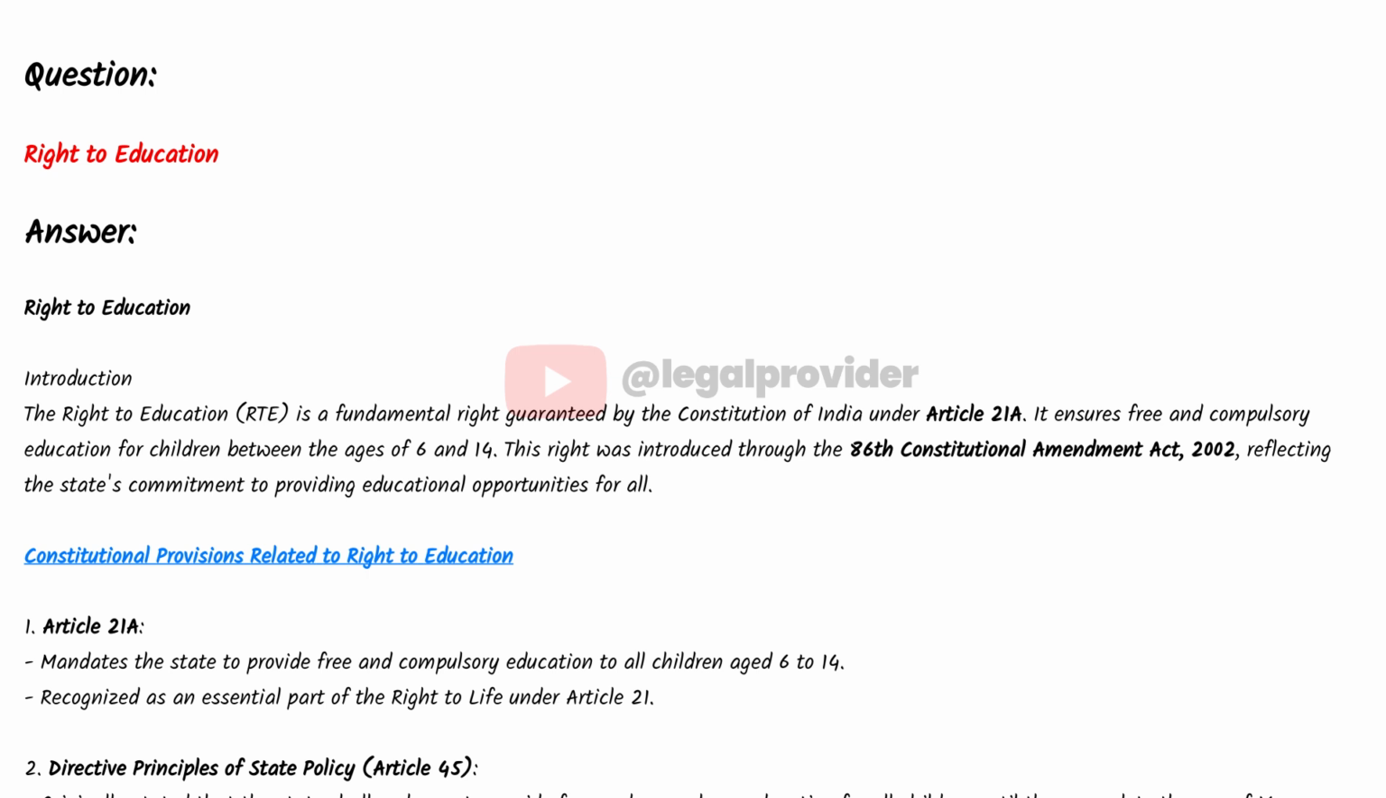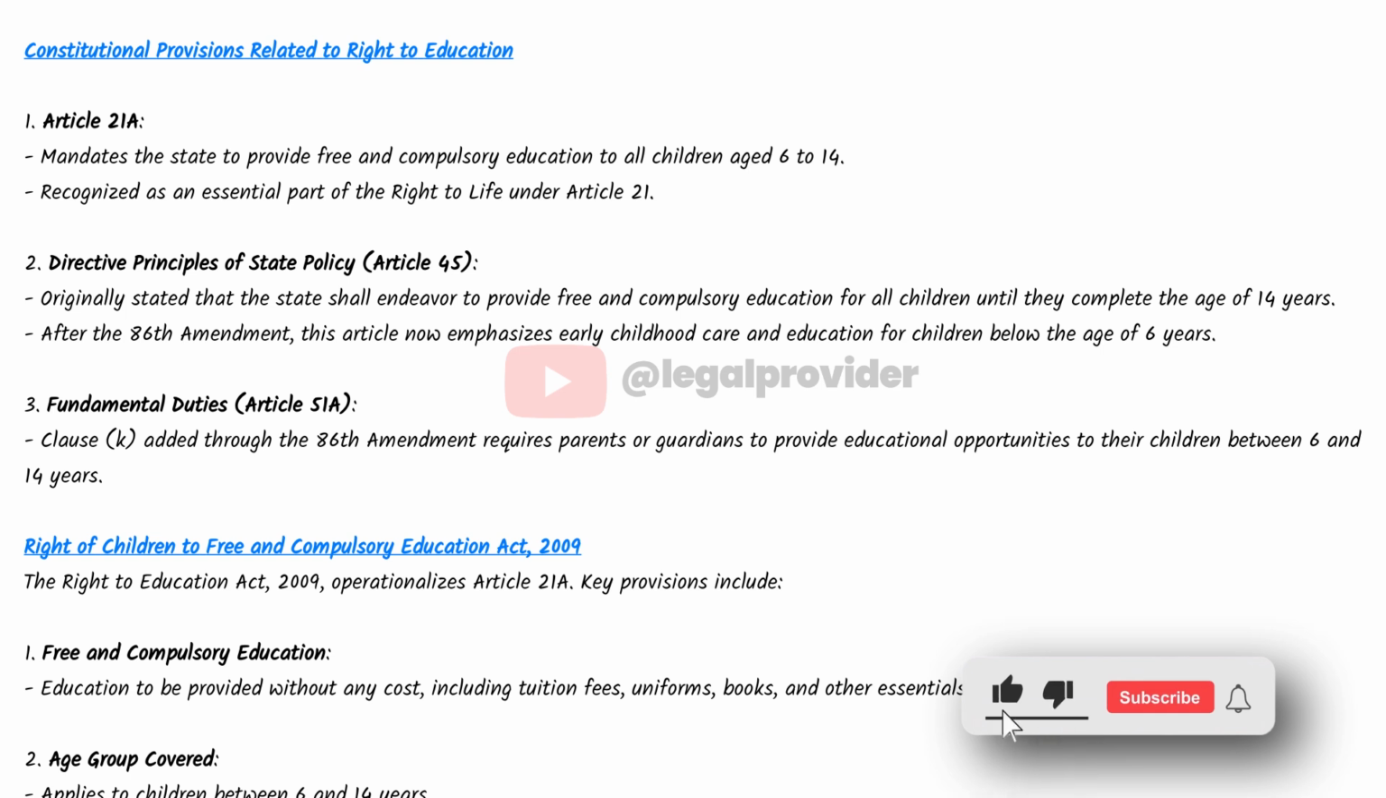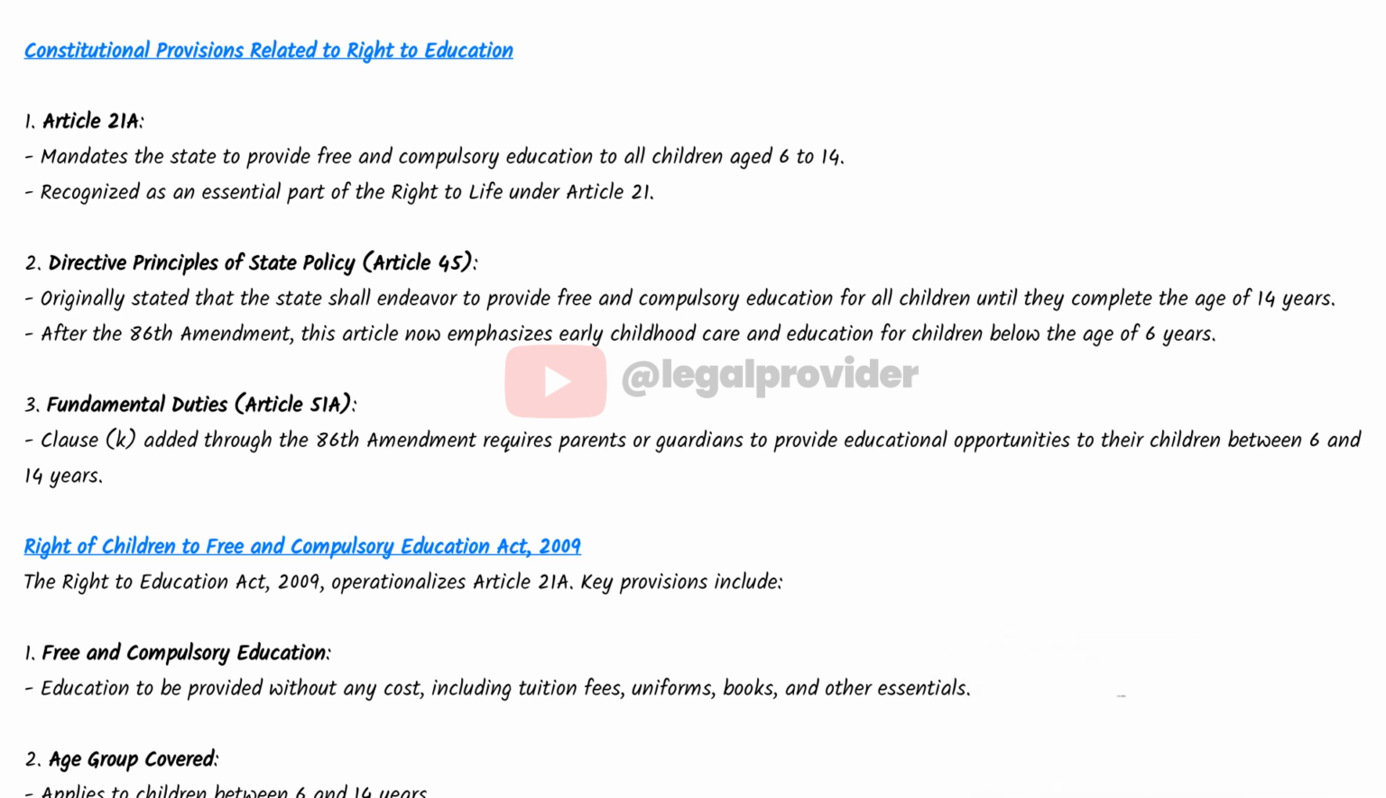1. Article 21A mandates the state to provide free and compulsory education to all children aged 6 to 14. Recognized as an essential part of the right to life under Article 21. 2. Directive Principles of State Policy. Article 45. Originally stated that the state shall endeavor to provide free and compulsory education for all children until they complete the age of 14 years. After the 86th Amendment, this article now emphasizes early childhood care and education for children below the age of 6 years.